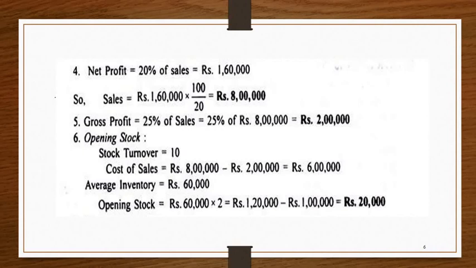So the next one, opening stock. To calculate opening stock we need to look at all these. Stock turnover is equal to 10. Cost of sales is equal to sales minus gross profit. Total sales is 8 lakh, then the gross profit is 2 lakh, so the total cost of sales will be 6 lakh. Next, the average inventory is equal to 60,000. So opening stock is equal to 60,000, that is average inventory, into 2, so that will be rupees 1,20,000 minus 1 lakh. So the opening stock will be rupees 20,000.